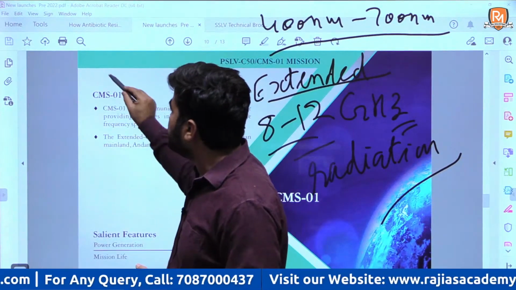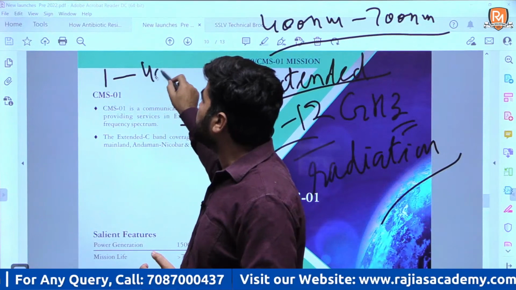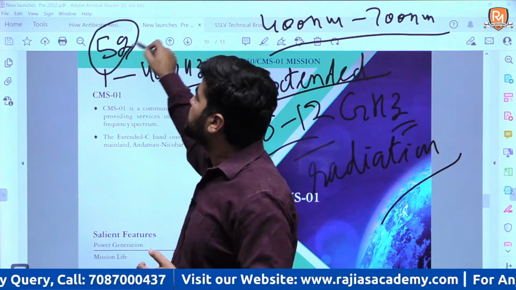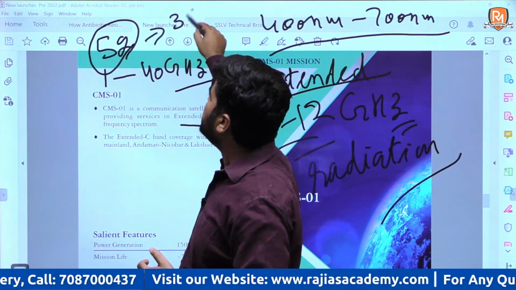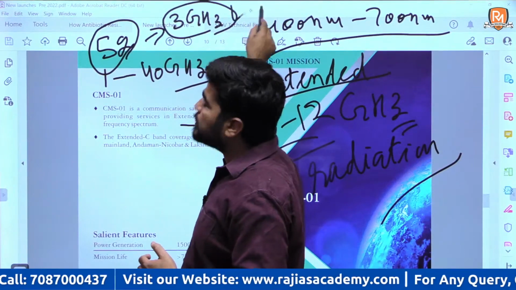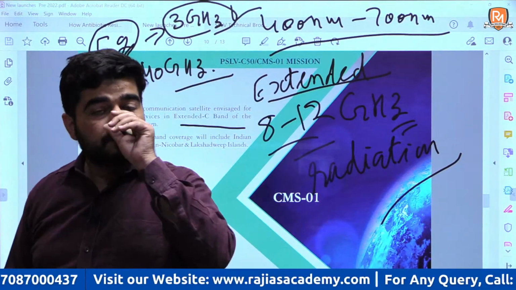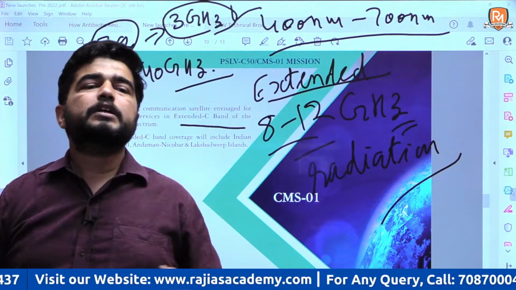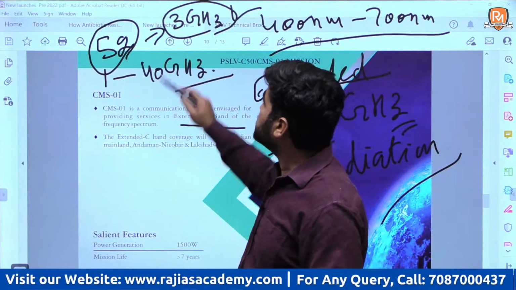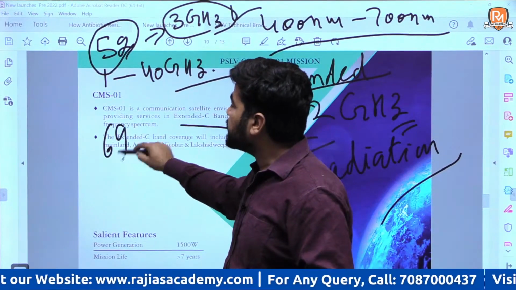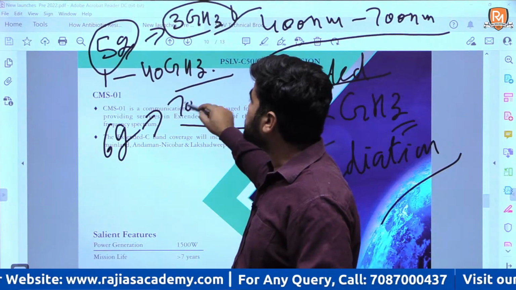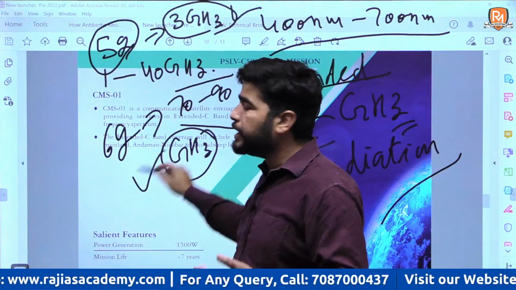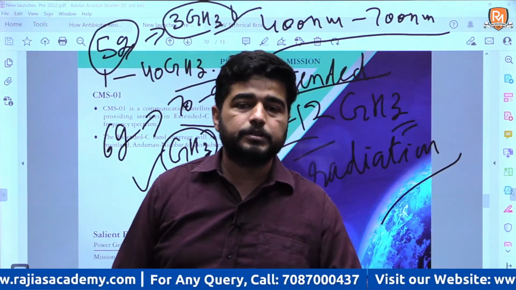Mainly these are between frequencies of 1 to 40 gigahertz. For example, in 5G, the frequency used is around 3 gigahertz. For 6G, this frequency will increase up to 70 to 90 gigahertz. So more power, more energy will be there in 6G technology.